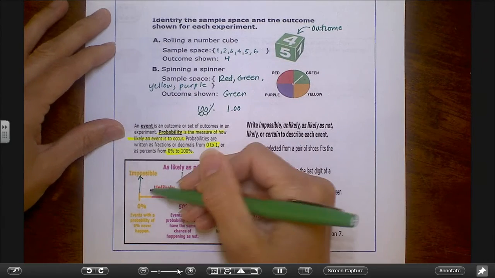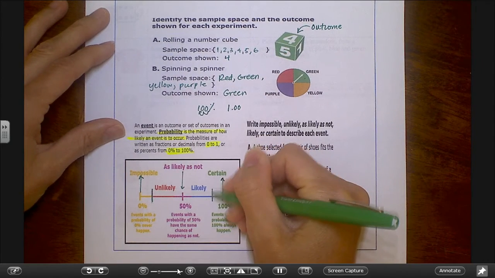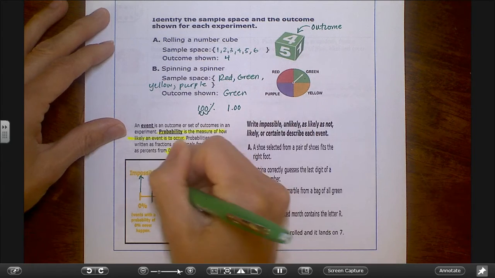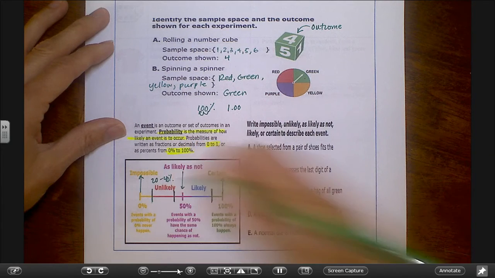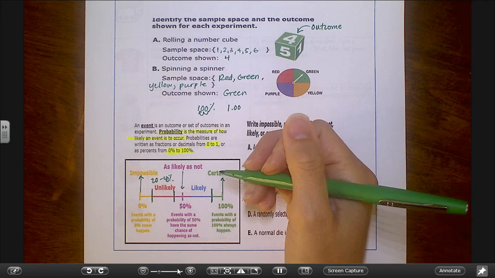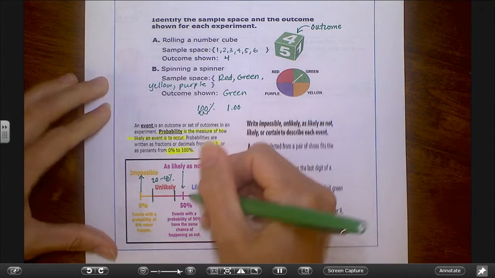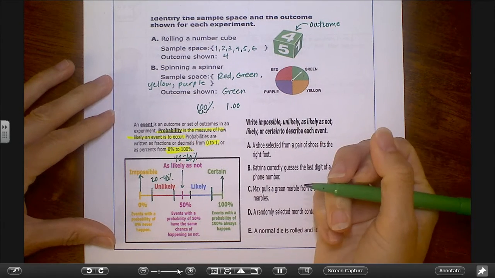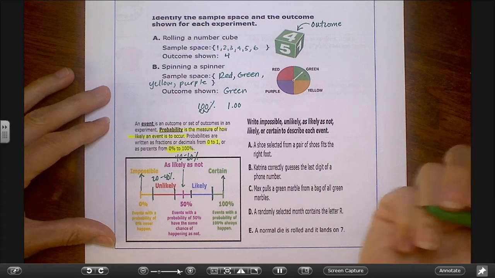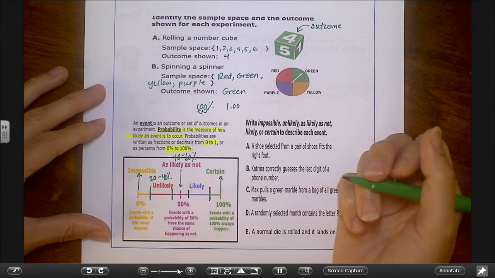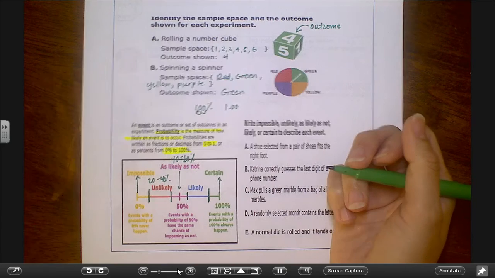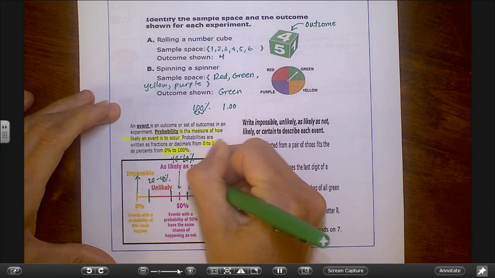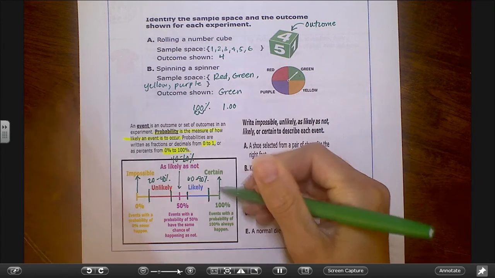And then we have this range from about 20 to 80% here. So 20 to like 40%, and these are approximate, right? That's unlikely. So it's unlikely to happen. Anything from maybe 40 to 60% is as likely as not. So it could happen or maybe it wouldn't, right? So like flipping a coin and landing on heads, that's as likely as not, right? Because you only have two options there. A likely probability exists from about 60 to 80%. And then that certain probability.